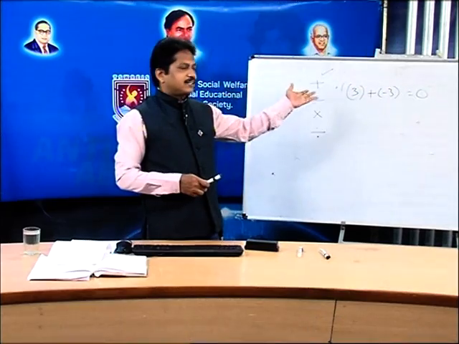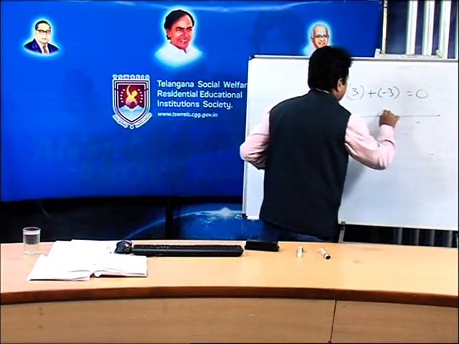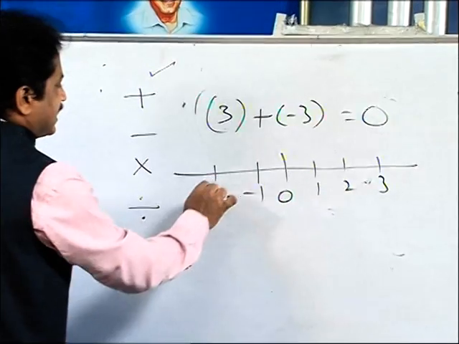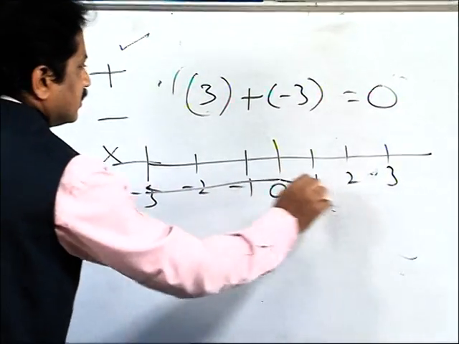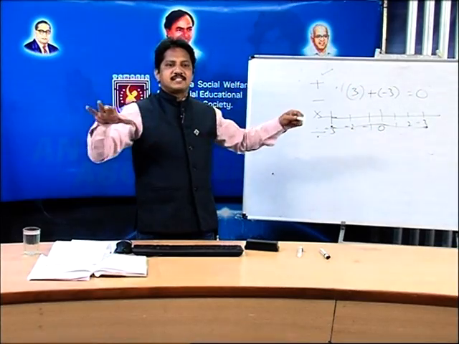Okay. You can represent the same on a number line. Take 0, this is 1, this is 2, this is 3, and this is minus 1, minus 2 and minus 3. From 0, the points 3 and minus 3 are both at the same distance.